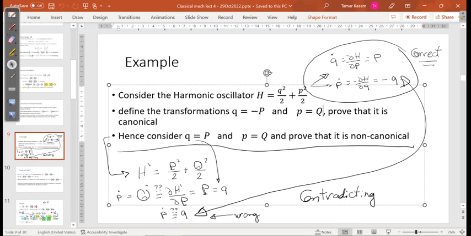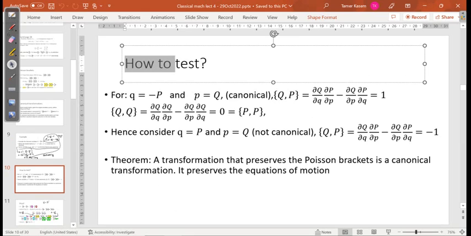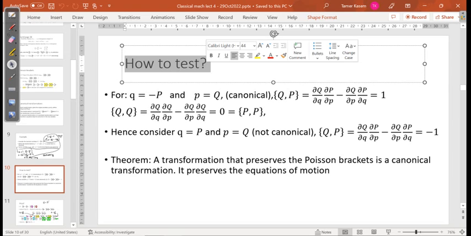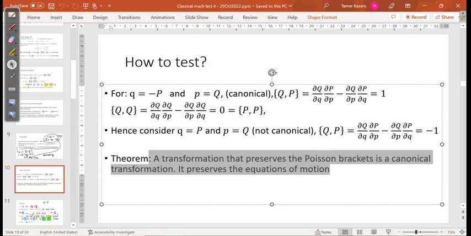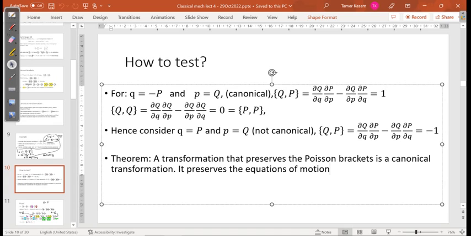However, the method used for verification is a little bit confusing, because you need to derive the differential equations twice and see whether they are correct or not. So the question is whether there is a simple test to know whether the transformation is canonical or not. The answer is yes. The transformation will be canonical if the Poisson bracket is preserved. That's why we needed to explain the Poisson bracket before getting into canonical transformations. So a transformation that preserves the Poisson bracket will be canonical.